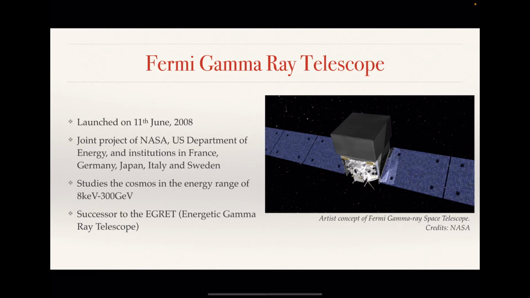The Fermi Gamma Ray Telescope was launched on 11 June 2008. It is a joint NASA and US Department of Energy project with contributions from several institutions in France, Germany, Japan, Italy, and Sweden. It studies the cosmos in the energy range of 8 kiloelectron volts to 300 gigaelectron volts. Fermi Observatory is actually successor to the Compton Gamma Ray Observatory, and the main instrument on Fermi, called the Large Area Telescope, is actually the successor to the EGRET or Energetic Gamma Ray Telescope aboard the Compton Gamma Ray Observatory.